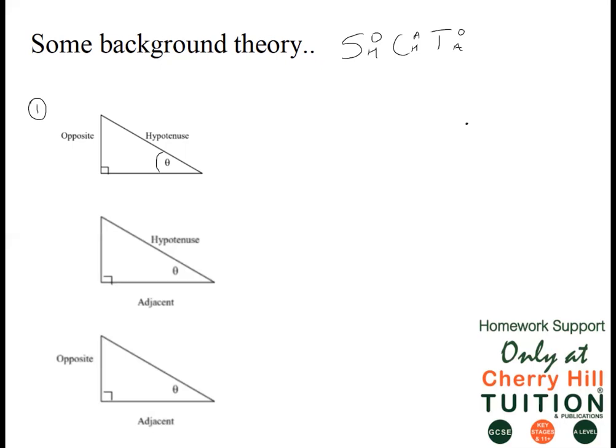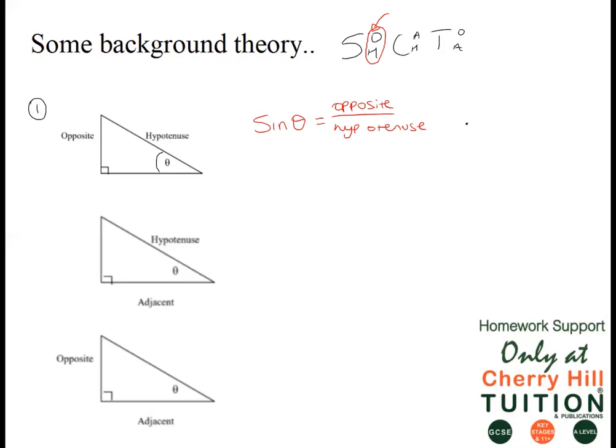Now, because we've been given the opposite and the hypotenuse, we have to use sine. The reason we use sine is because it involves the opposite and hypotenuse here. This means that sine theta is equal to the opposite over the hypotenuse. And in order to work out what theta is, which is the angle, we need to inverse sine both sides.